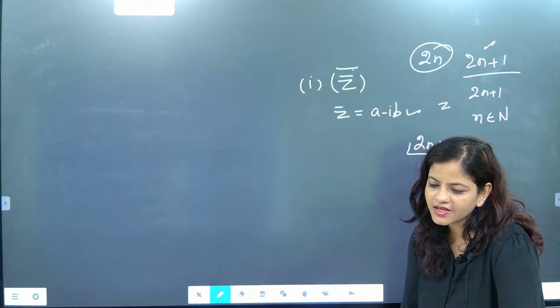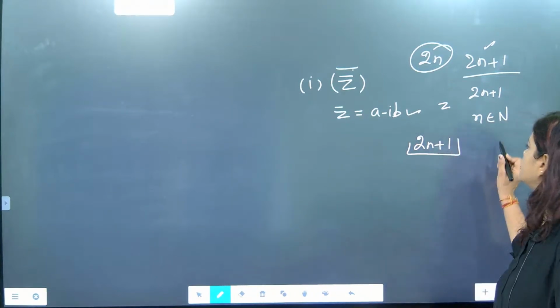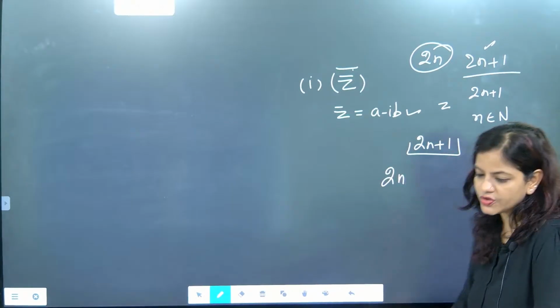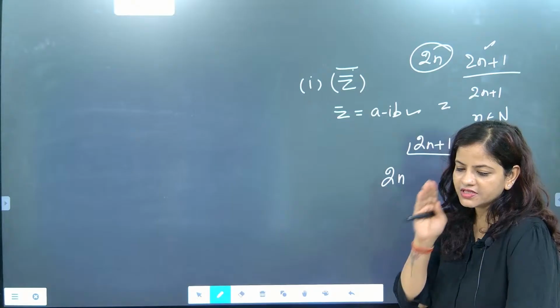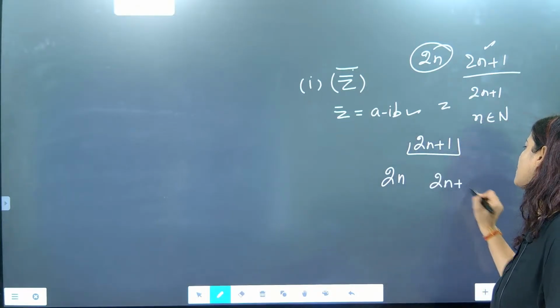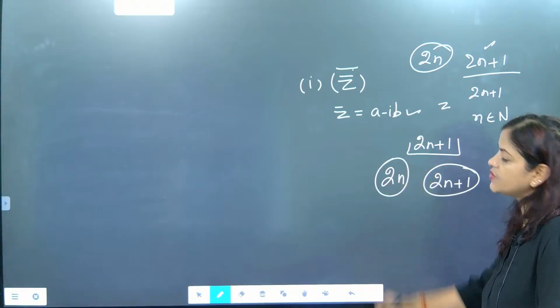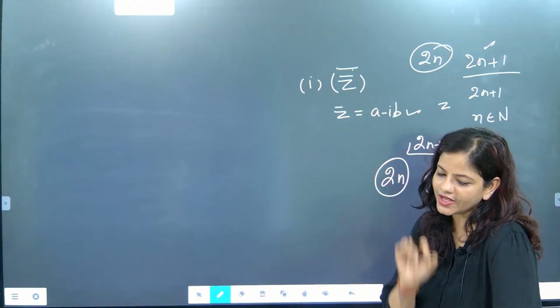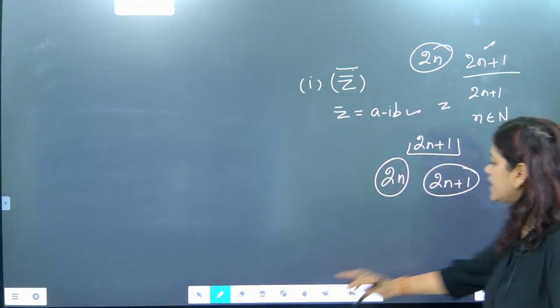The answer is zero understanding. Okay, good. So now look here, beta. When you write 2n, it will be z itself, and when you write 2n plus 1, it is going to give the conjugate of z. What did I discuss here? One more time I am going to explain it to you. Are you understanding? Good.